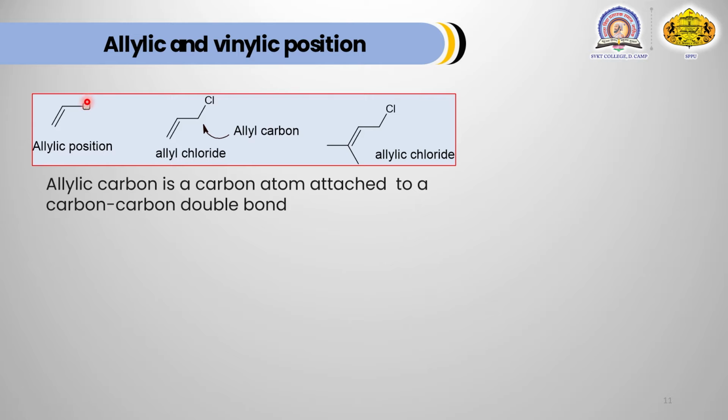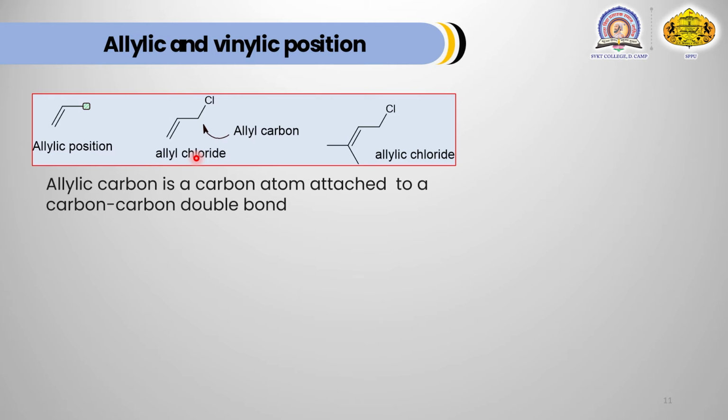If a substituent is attached here, for example if chlorine is attached to this carbon, then we can call that molecule allyl chloride. This is allyl chloride, and this carbon is called the allyl carbon. Listen again, the allylic carbon is the carbon atom attached to a carbon-carbon double bond. This is the carbon-carbon double bond, and this is the carbon which is attached to it. That's why this is the allylic carbon. And if chlorine is attached to this allylic carbon, then we get the compound allyl chloride.